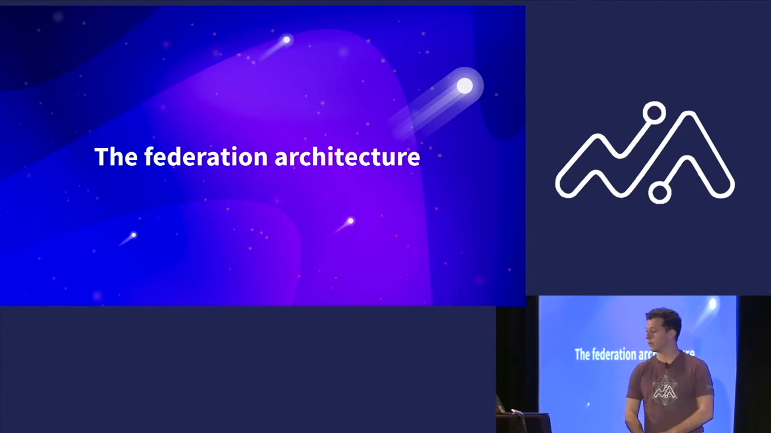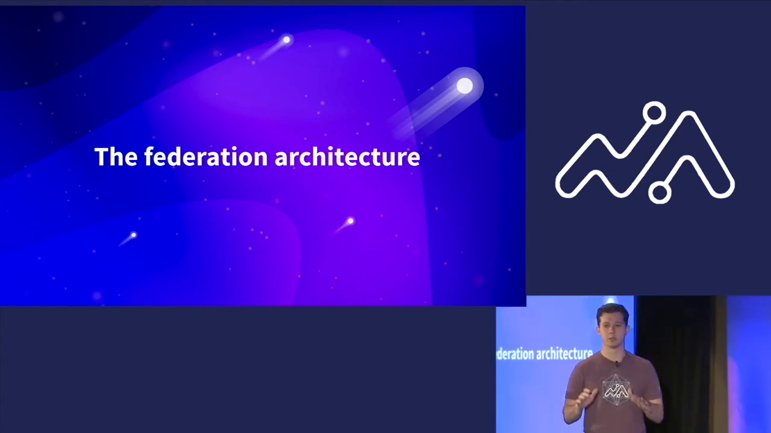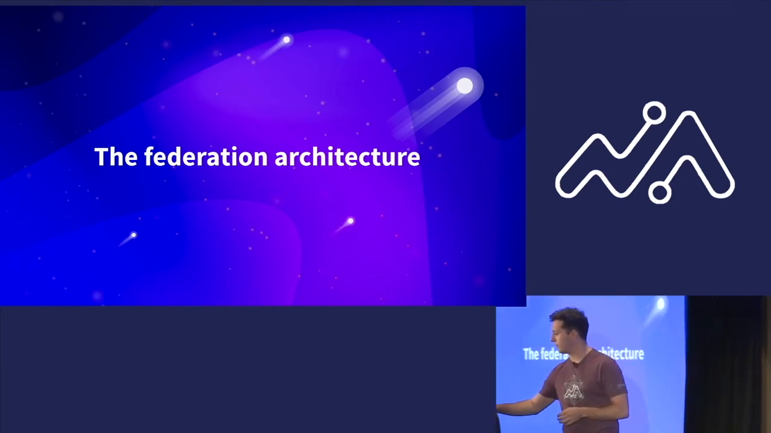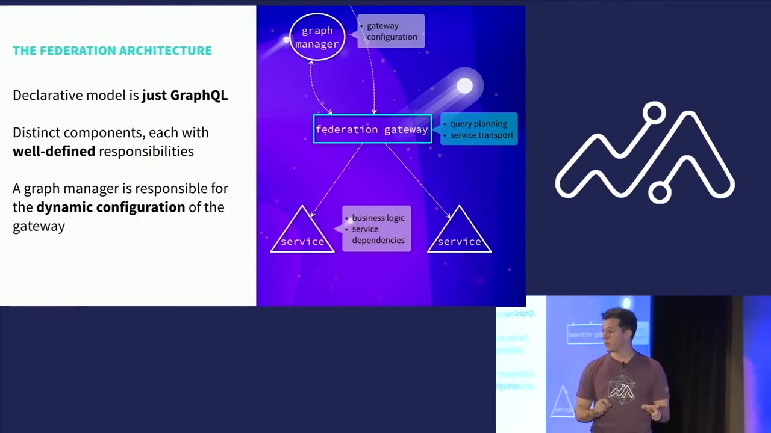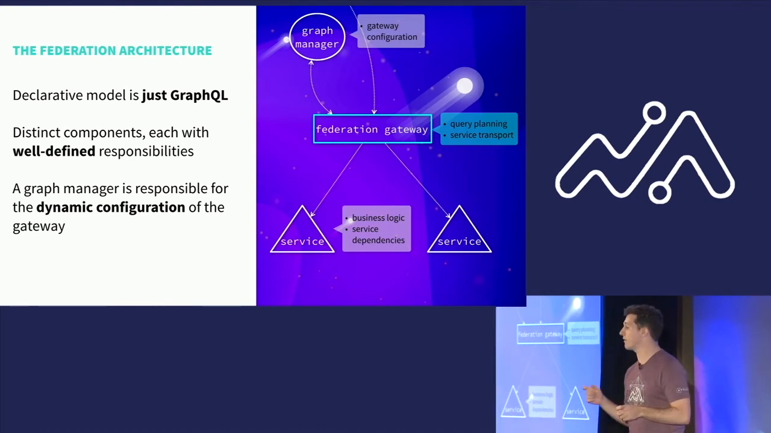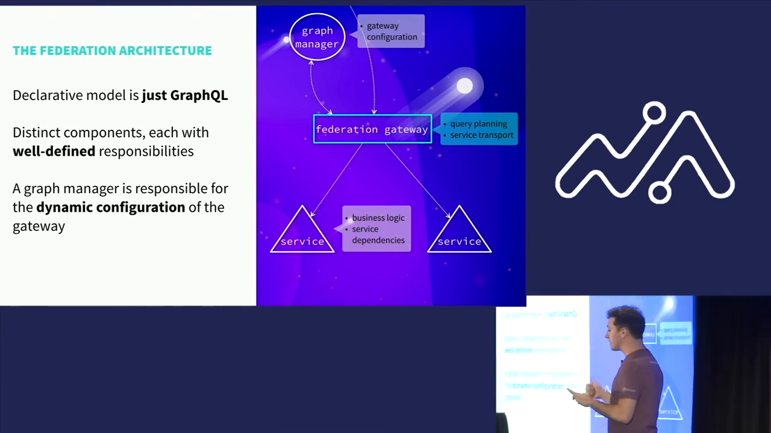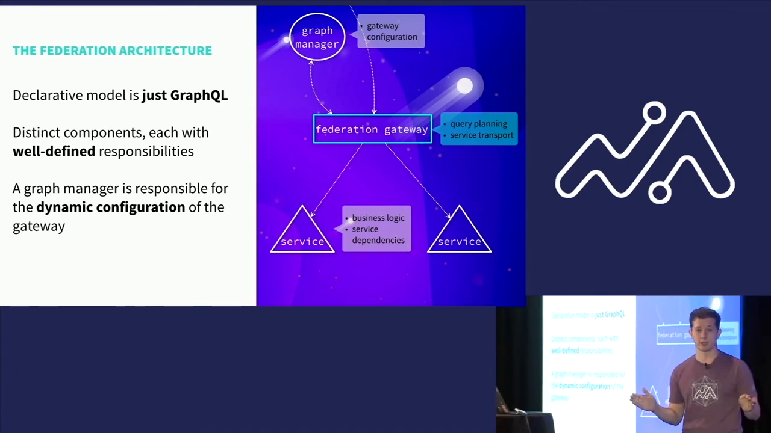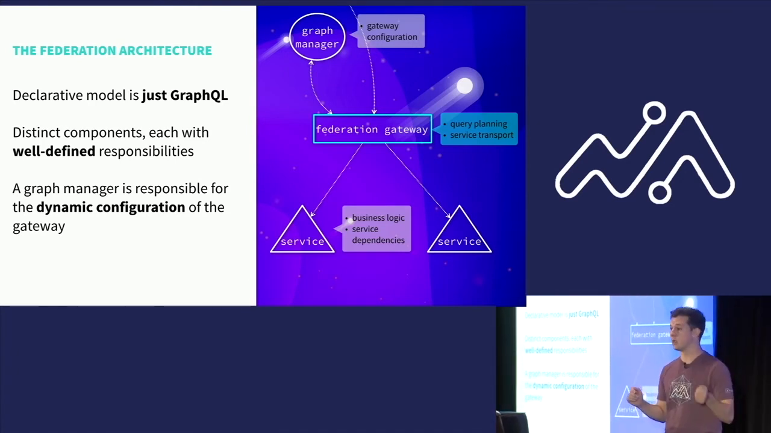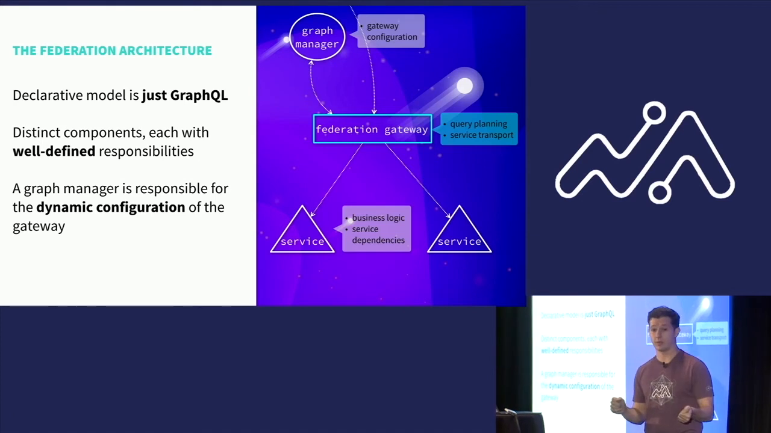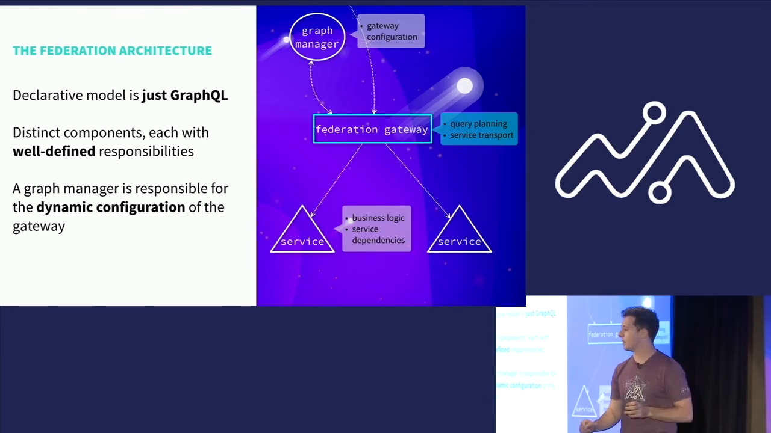So with that in mind, how does the architecture of federation support the needs that we have for a gateway? Well, first of all, it's declaratively just GraphQL. That gives some benefits I'm going to talk about in a moment. But second of all, it really just has three components that have well-defined responsibilities. Services are responsible for all of the business logic, as well as declaring dependencies on other services. That's not something that we have in our gateway anymore. And the gateway is responsible for planning queries and transporting them to services.